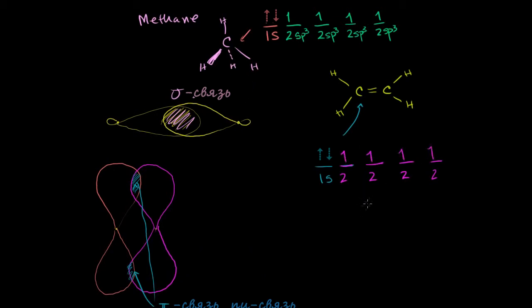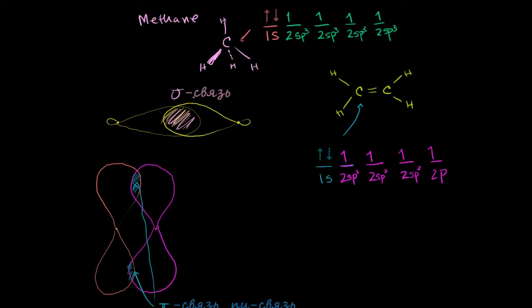But in this situation, instead of all of them being a mixture, 1 part s, 3 parts p, the s mixes with 2 of the p orbitals. So what you have is 2sp2, 2sp2, 2sp2 orbitals. So you can imagine that the s orbital mixes with 2 of the p orbitals. So now it's 1 part s, 2 parts p. And then one of the p orbitals stays by itself.